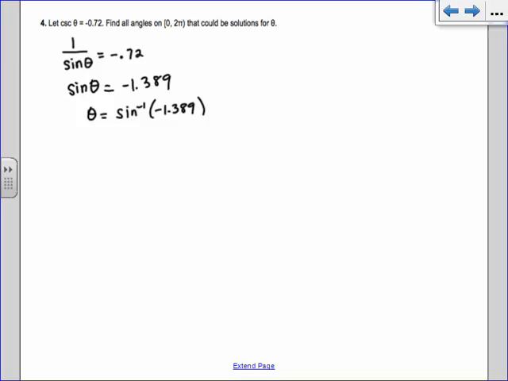So we think about it. Sine is always between negative 1 and 1. It's never smaller than negative 1. So it makes sense that we're getting an error. So this is a no solution because there is no way that cosecant can possibly be what it was. So it cannot happen. If you're getting an error, think about why you're getting an error. So no solution is the answer.